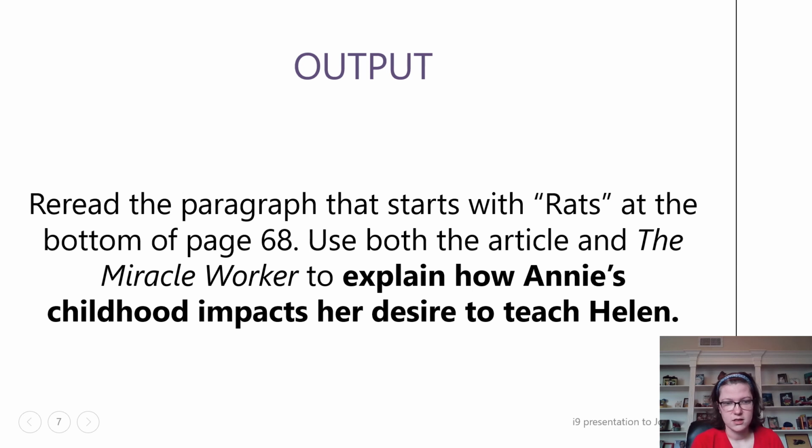That exit ticket is going to look like this. So you're going to reread the paragraph that starts with "Rats" at the bottom of page 68. You're going to use both the article and the Miracle Worker to explain how Annie's childhood impacts her desire to teach Helen. So we're going to talk more about that as we go on, so don't stress right now if you don't know what that means. That's okay.